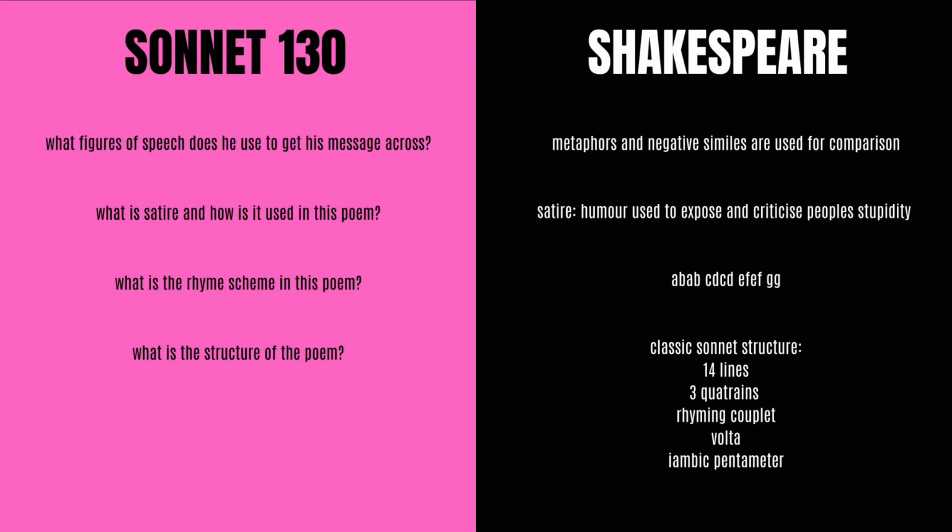What is the rhyme scheme in this poem? It is A, B, A, B, C, D, C, D, E, F, E, F, G, G. So every second line throughout the stanzas rhymes, and then the rhyming couplet rhymes.